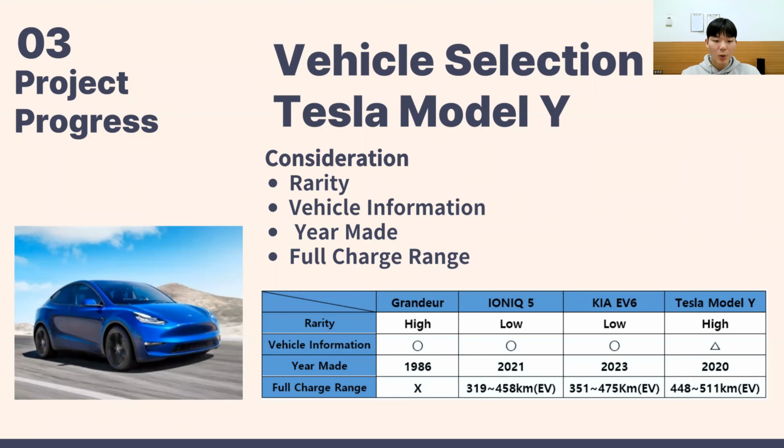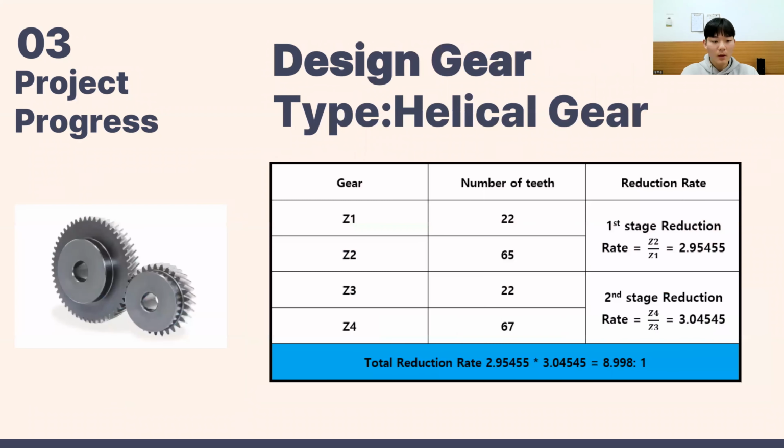When we were choosing the car, we had four different options. When deciding on a car, we thought of four different considerations. The considerations were rarity, vehicle information, year made, and lastly, the full charge range. Taking this into consideration, we chose the Tesla Model Y.